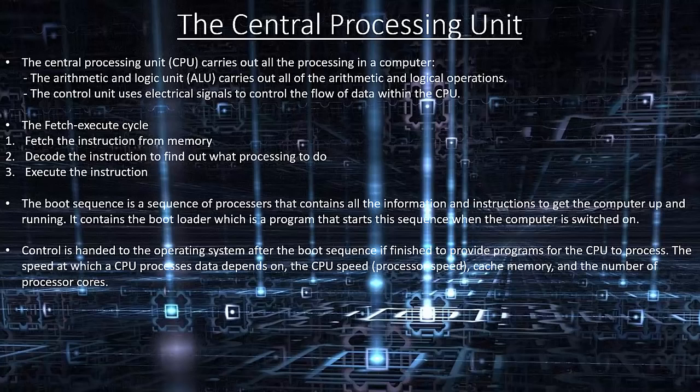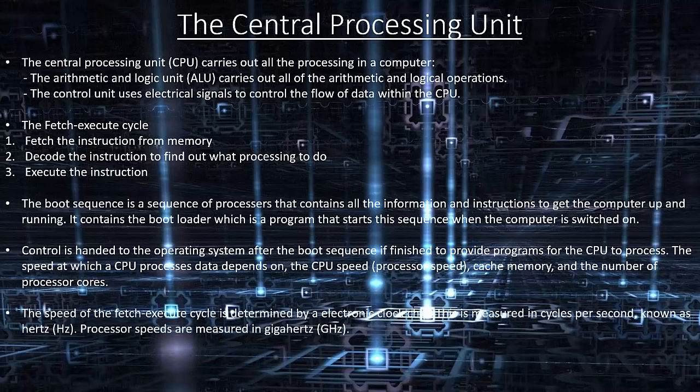The speed at which a CPU processes data depends on the CPU speed, which is the processor speed, the cache memory, and the number of processor cores. The speed of the fetch-execute cycle is determined by an electronic clock chip. This is measured in cycles per second, known as hertz. Processor speeds are measured in gigahertz.